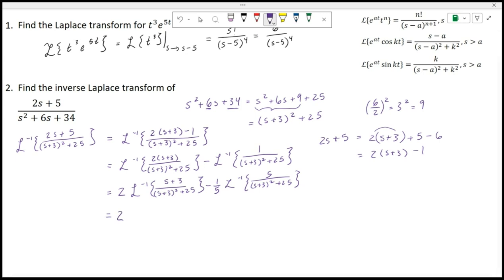So the first one is going to be 2 times e to the at, where a is going to be negative 3, since the formula is s minus a, and I have s plus 3. That's like saying s minus negative 3. So e to the negative 3t times cosine of kt, and k here is 5. So that first one gives me 2e to the negative 3t times cosine 5t minus 1/5 e to the negative 3t times sine of 5t. And that is how you can deal with an irreducible quadratic in the denominator when you're trying to do a Laplace inverse.